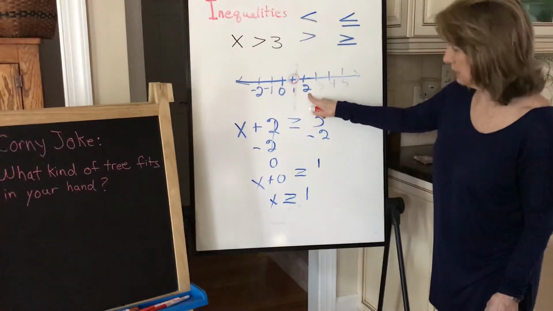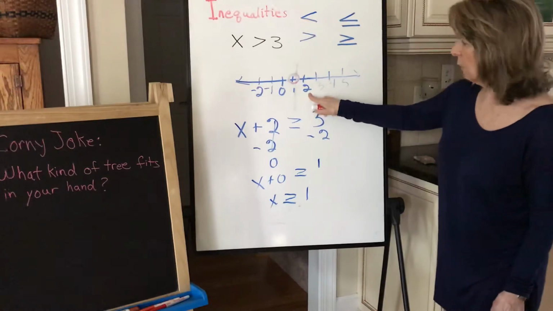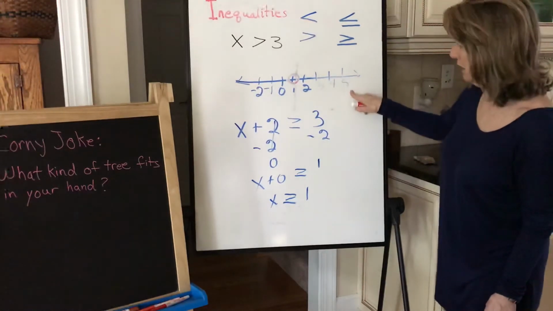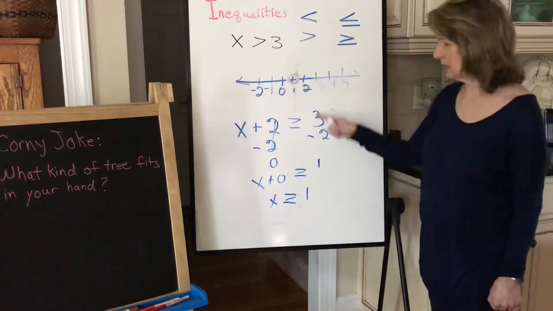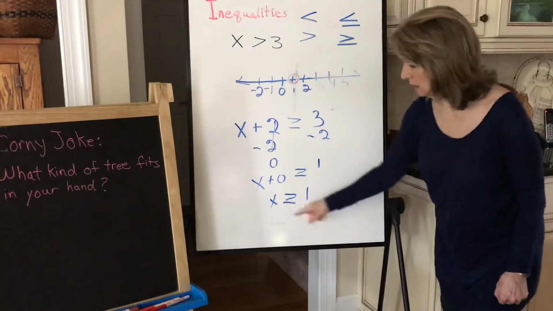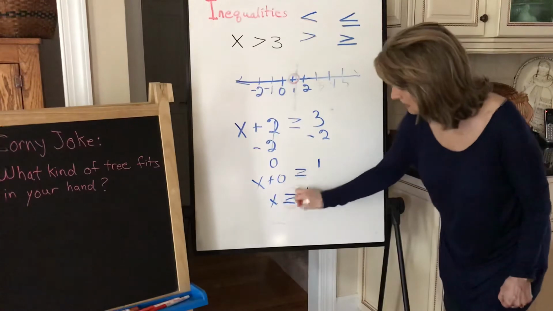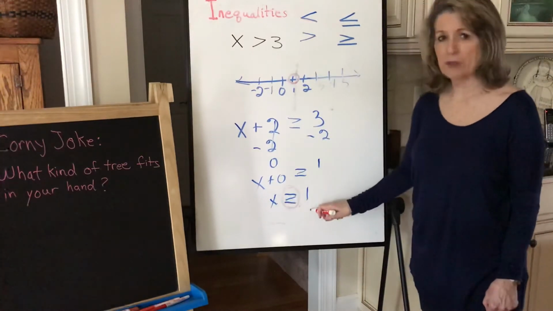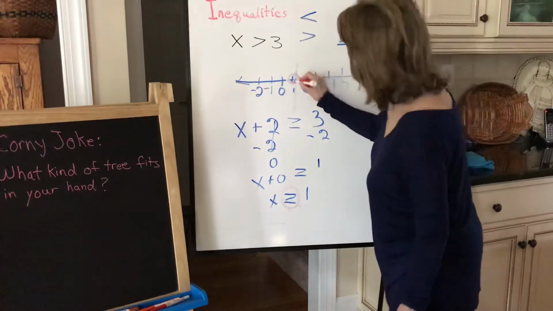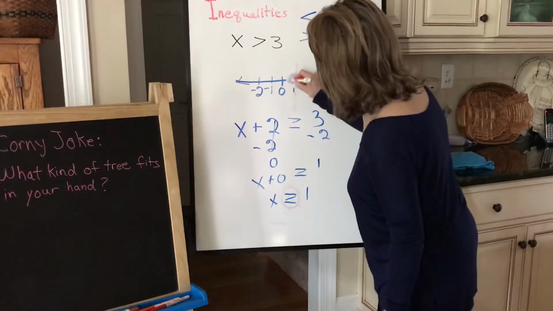Is 2 greater than 1? Yes. But wait a minute. We know we're going this way, right? 4 is greater than 1. But what kind of dot are we putting this time on the 1? If you can see, this says greater than or equal to. So can 1 be greater than or equal to 1? Yes. So this time, we're going to color in that dot.